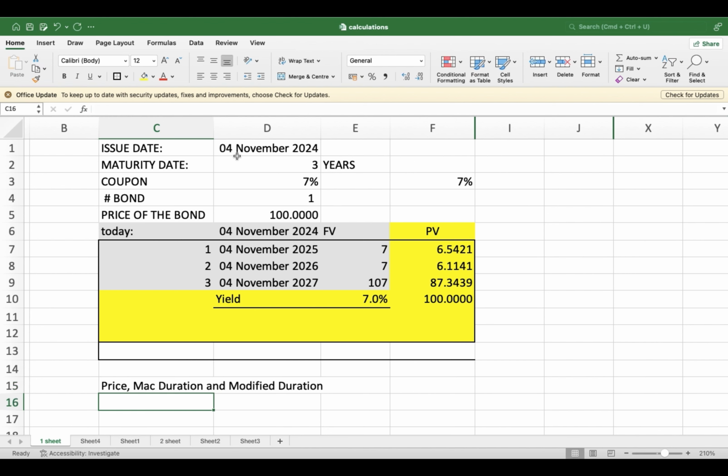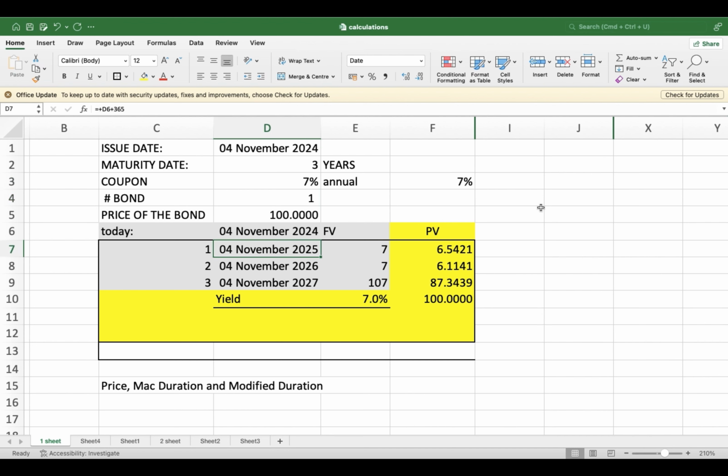Okay, let's get started. Let's look at today as the issue date for a bond. This bond matures in 3 years' time, and it pays a coupon of 7%. Let's calculate the price of the bond. Since it is a 7% annual coupon, let's make it an annual coupon paying bond.